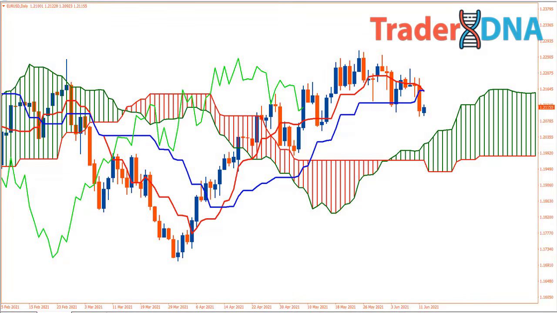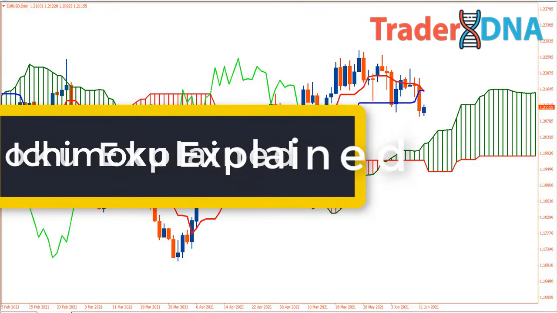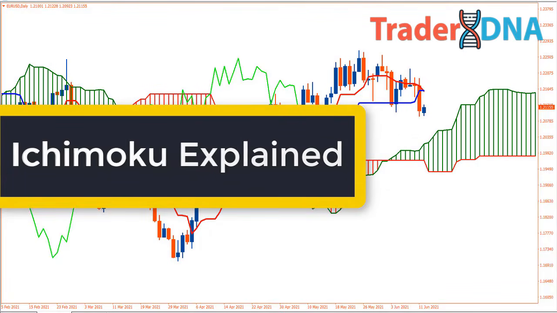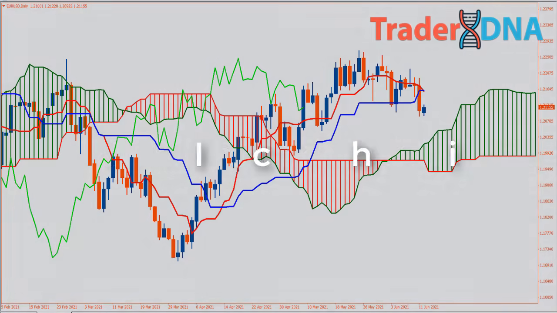So, let's define all the Ichimoku Kinko components. We will review how to correctly interpret the trade signals generated by this technical indicator. Ichimoku explained. The Ichimoku is a momentum indicator used to recognize the direction of the trend. It can also define accurate support and resistance levels. The Ichimoku indicator consists of 5 main components that provide you with reliable trade signals.